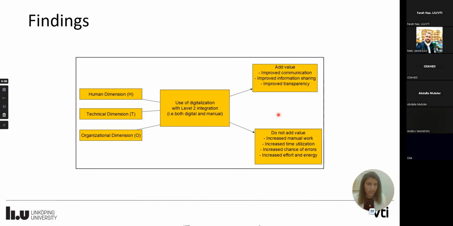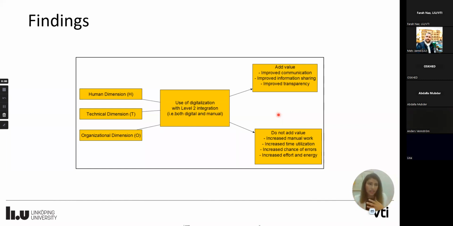So value has been added, but we see that some things are also not adding value. For instance, the manual work has increased. There is so much scanning involved, which is manual, and then sorting, which is also manual. This also affects time utilization, because this manual work takes more time to perform activities. And then there is an increased chance of error as well.